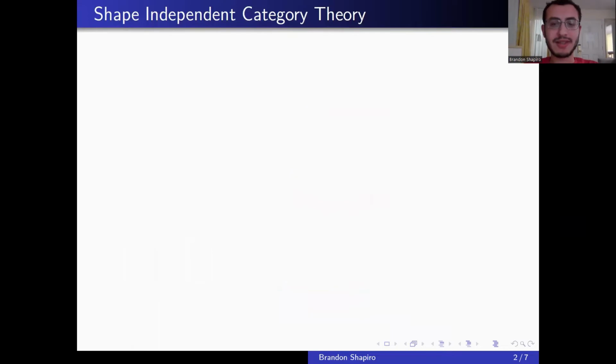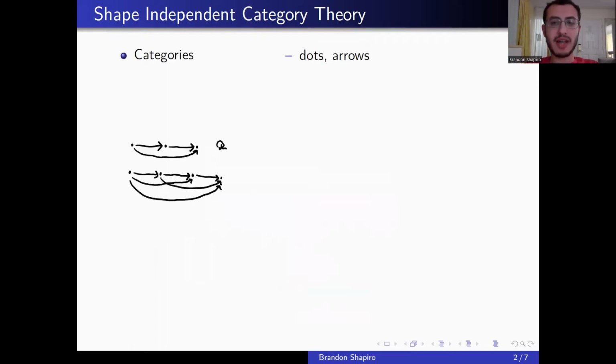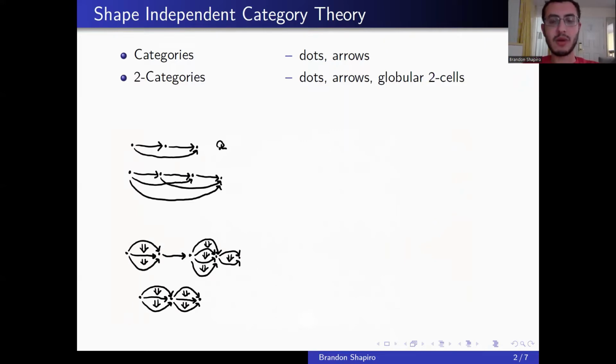In my PhD thesis, I studied what I like to call shape-independent category theory. In ordinary categories, the shapes involved are the dots and arrows, which tell us the compositional structure that we have in categories, where we can compose two adjacent arrows into a single arrow, and do the same for larger strings of arrows by associativity. There are also two-dimensional categories, called two categories, where in addition to dots and arrows, we have globular two cells, which are these lemon-shaped cells with two stemmed arrows in them, and these compose both vertically and horizontally, so that over time we can eventually compose more complicated diagrams like the ones drawn below left.